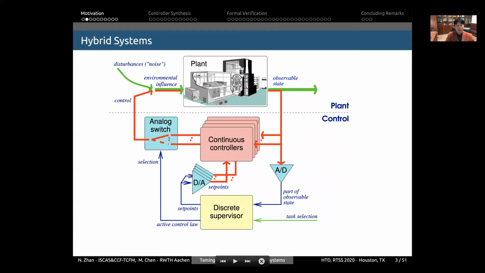Actually, most of cyber physical system can be modeled as a hybrid system as this picture, which consists of two parts, plant part and control part. At the plant side, it accepts control command from the control part together with the data from the environment as input and produces observable state as an input to the control part.